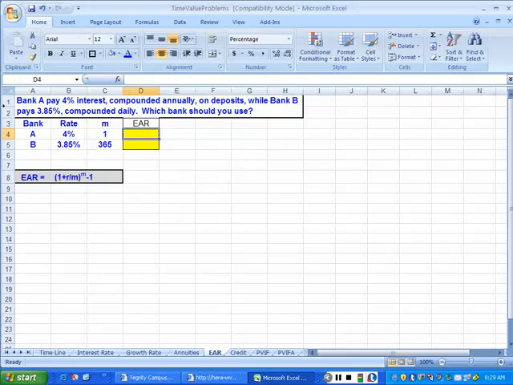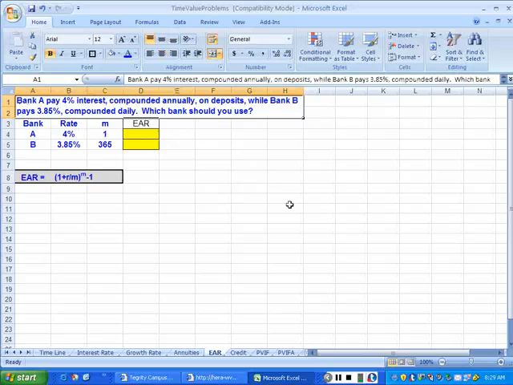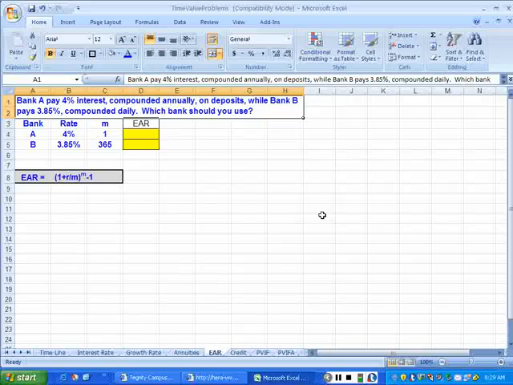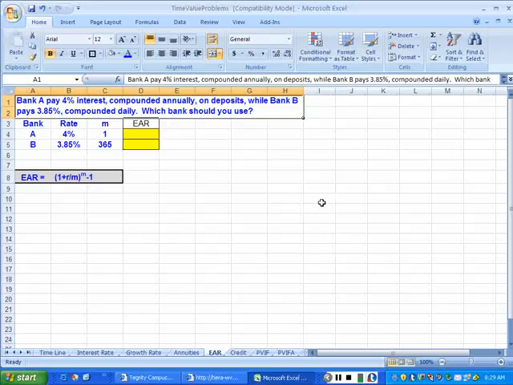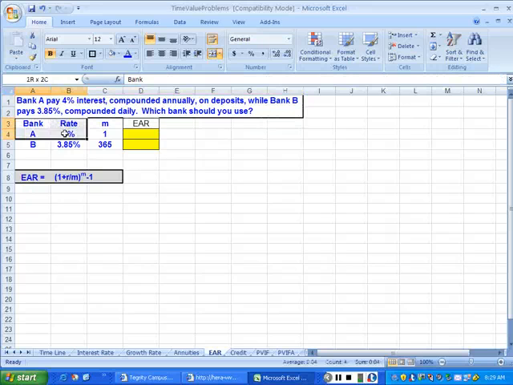Now, in this case, what it's asking is Bank A is going to pay a 4% interest compounded annually on their deposits, while Bank B is making you an offer of 3.85%. They're going to compound and calculate interest daily. That means every day, in addition to earning your 3.85% on the original amount, you're also earning that on the interest that you've had in previous days. We simply want to know which is the better move, what's the better opportunity here.